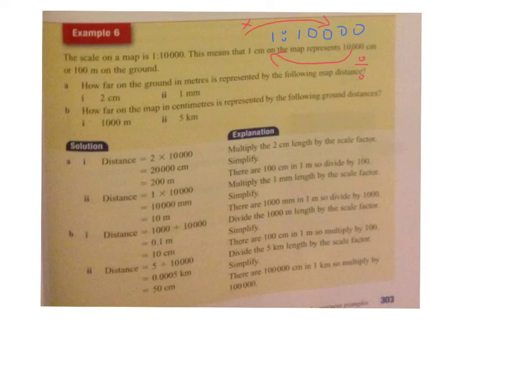If I've measured that in millimetres, this side's millimetres. If this is kilometres, that side's kilometres. So we do our ratio. When we go this way, from map to ground, it's multiply. From ground to map is divide. If you remember that, you should be right. Okay.